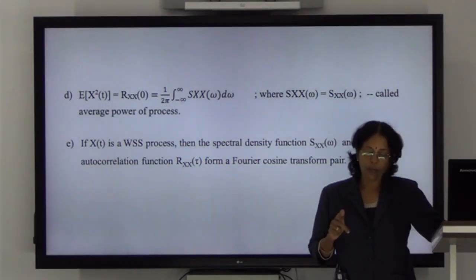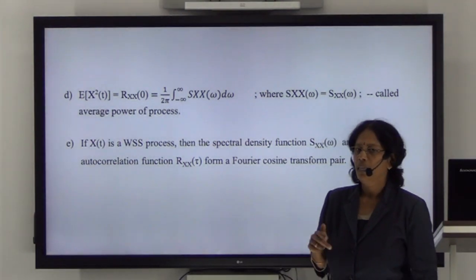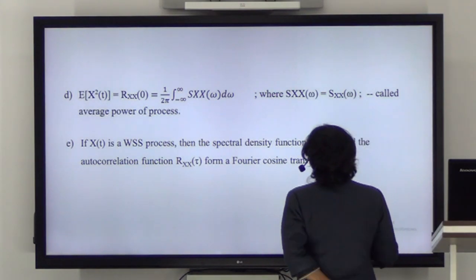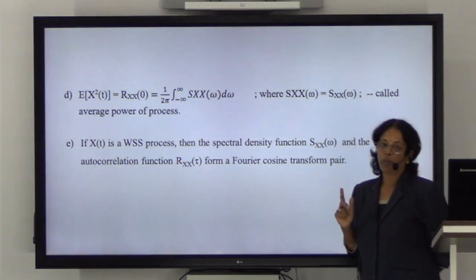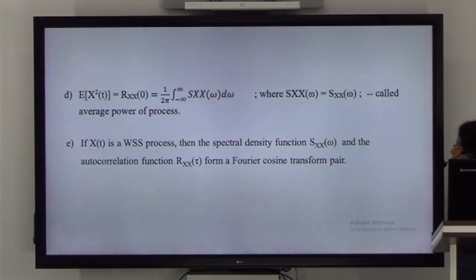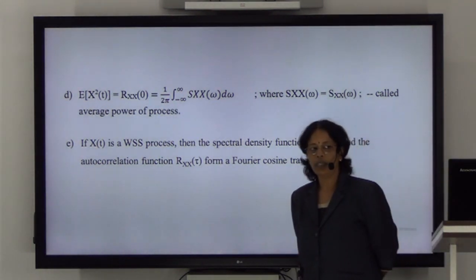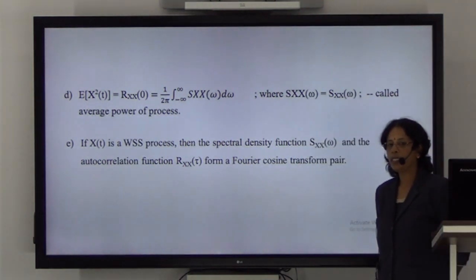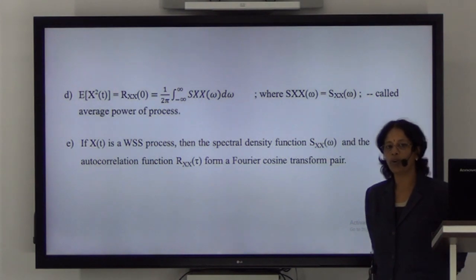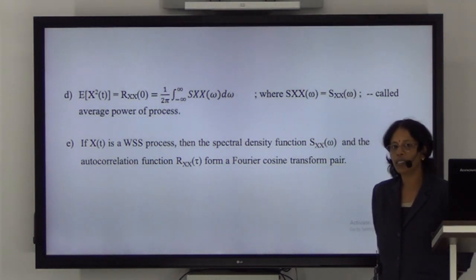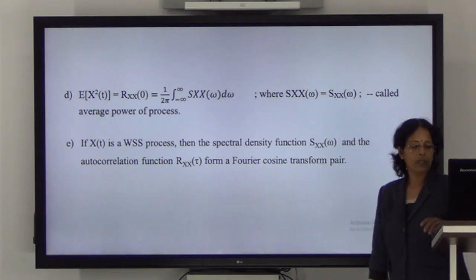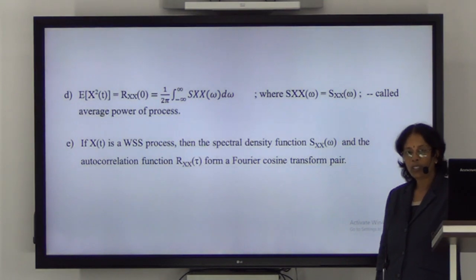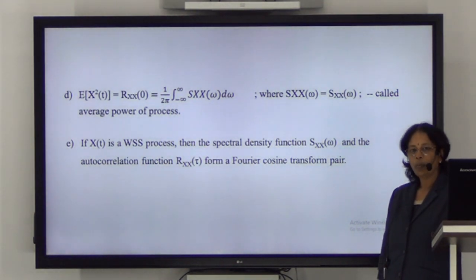Then the average power of the process is defined as E of x squared of t, which is Rxx at 0. This gives the average power of the process. The last property is, if x of t is again a WSS process, then the power spectral density function and autocorrelation function are a Fourier cosine transform pair. So these are some of the properties of the power spectral density function which are applicable in problems.